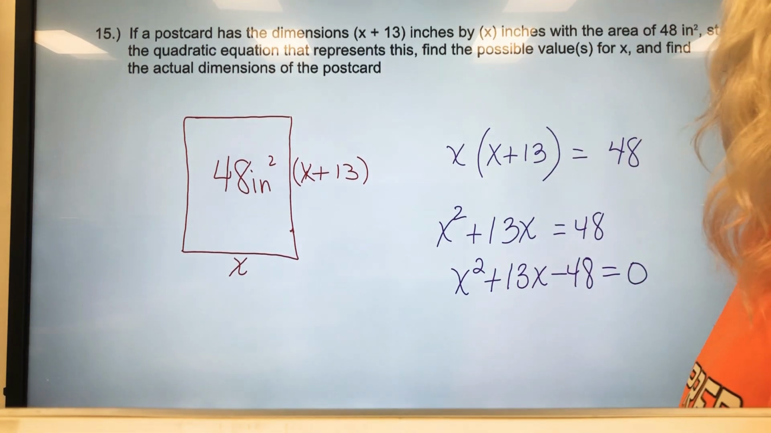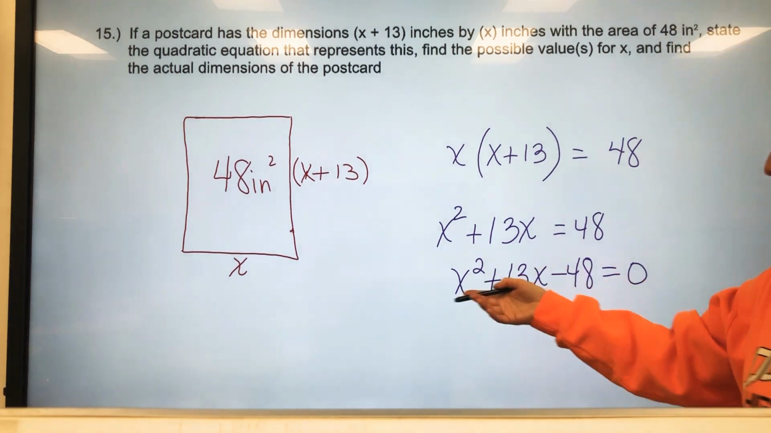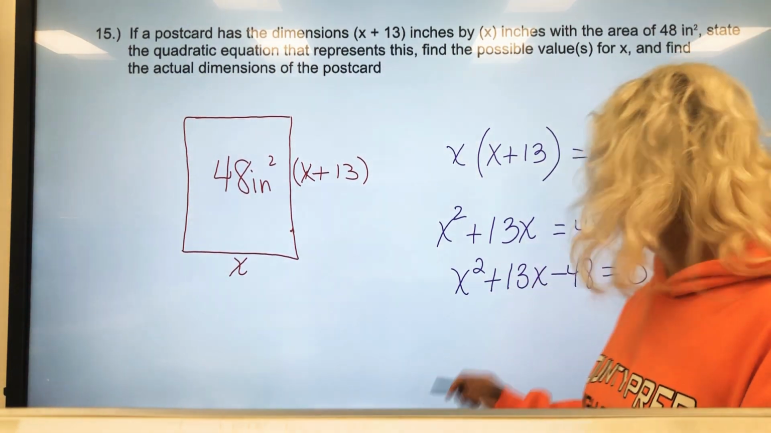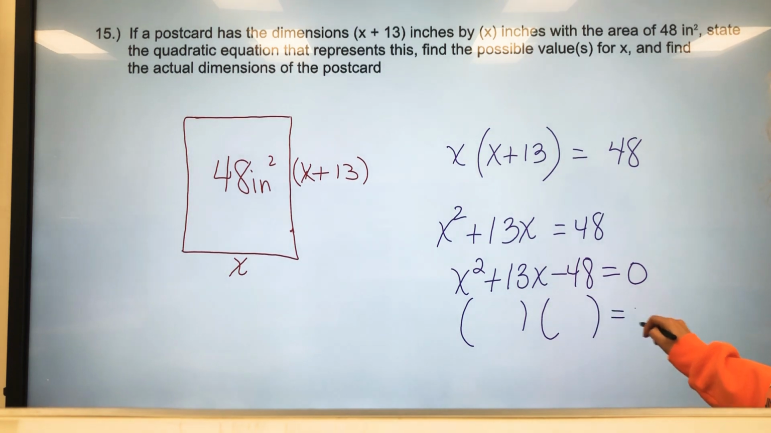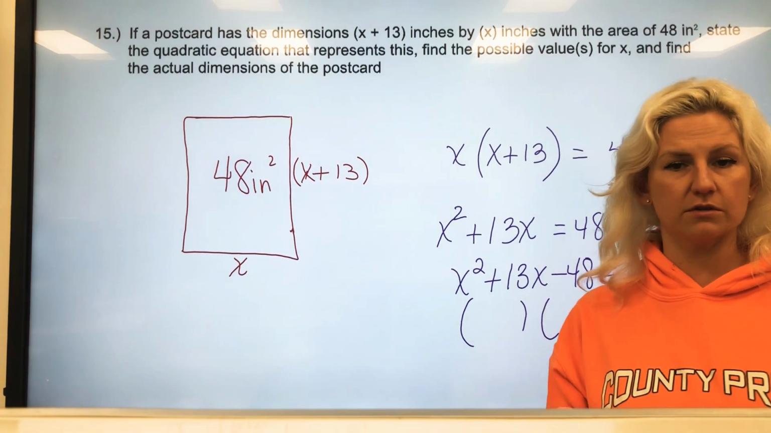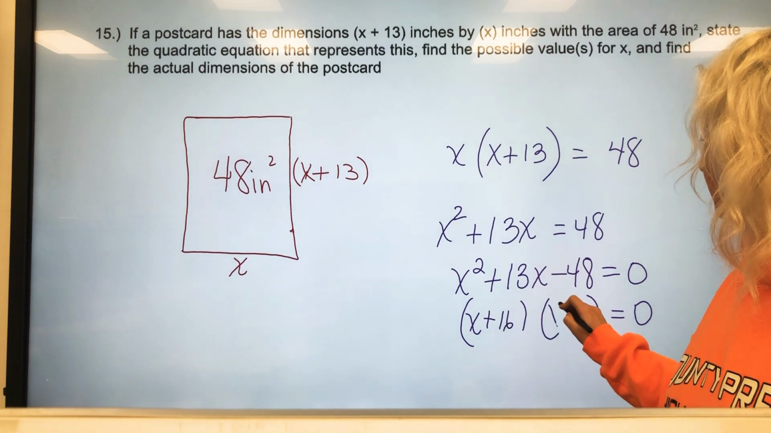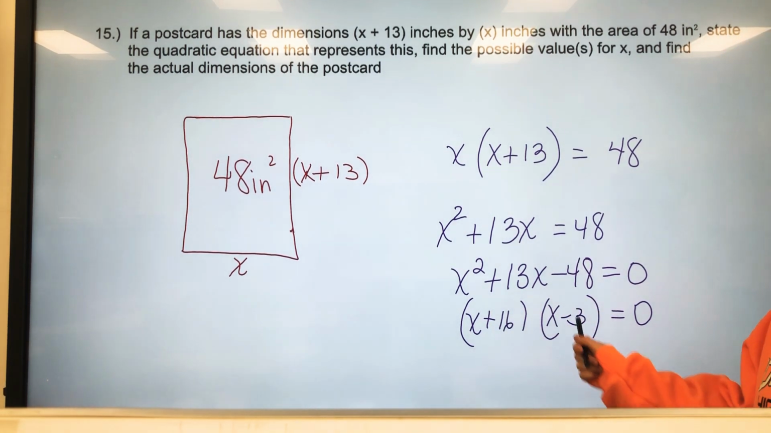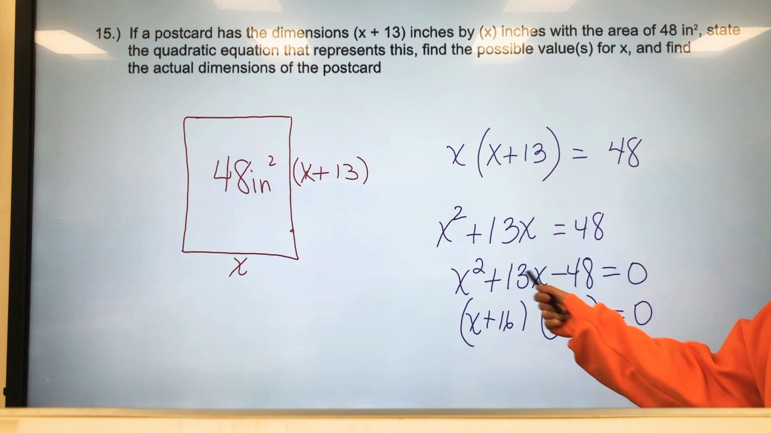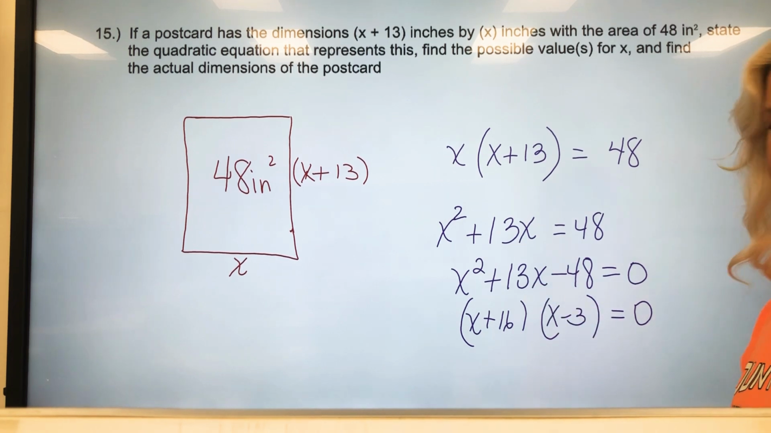And then find the possible values for x. So how can I solve this? I could factor it, right? I'm going to factor this, right? Factors of 48 that give you a 13. So it's going to be x plus 16, x minus 3, right? This times this gives you that. 16 minus 3 gives you a positive 13.